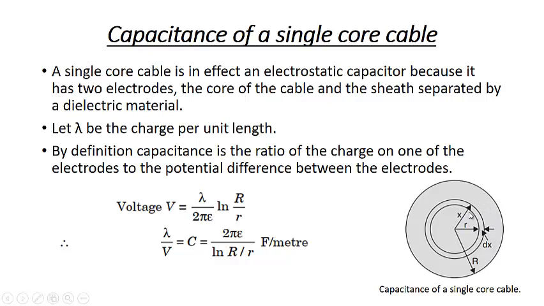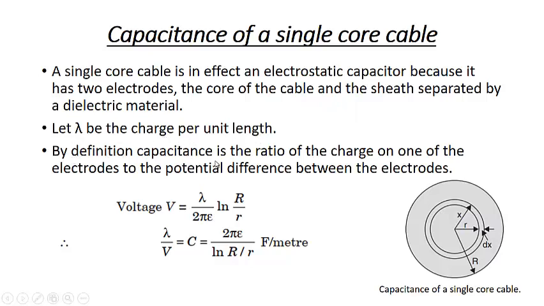So we can consider this to be a capacitor, like we considered the wire line as a capacitor, where one electrode was considered to be the conductor and another was considered to be the earth. So let lambda be the charge per unit length.